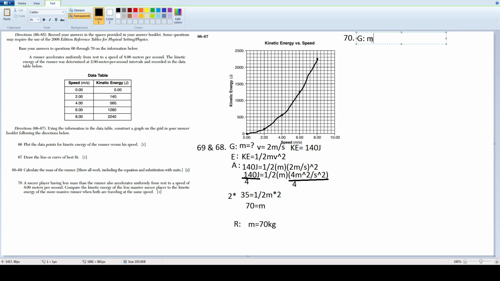So basically, you would solve the same problem with the same speed. Mass equals 60 kilograms instead of 70 kilograms, and the speed will be the same, so we'll just use 2 meters per second. KE is what you are trying to find, to see if the lower mass will give a higher or lower kinetic energy. We know the equation for kinetic energy is KE equals 1/2 times mass times velocity to the second power.